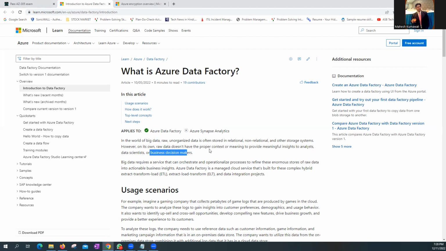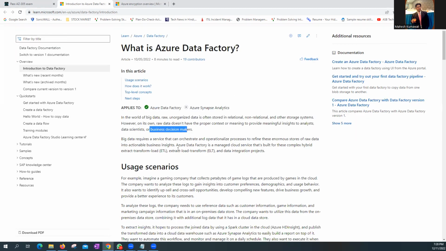Okay, this is Data Factory. Big data requires services that can orchestrate and operationalize the process to refine and store the data into actionable insights. Azure Data Factory is a managed cloud service built for complex hybrid ETL, extract-transform-load, and data integration projects.